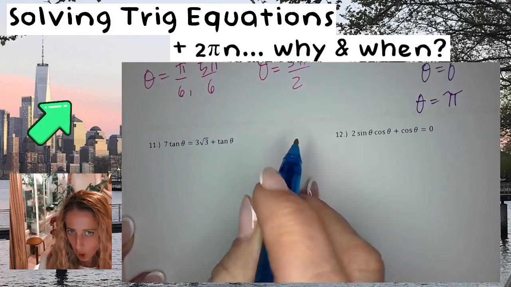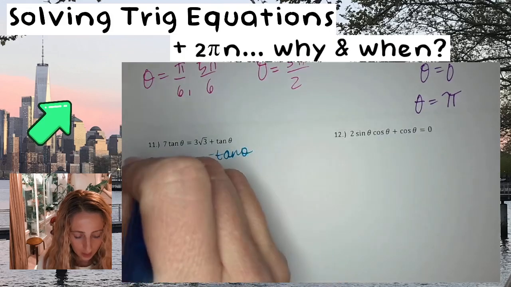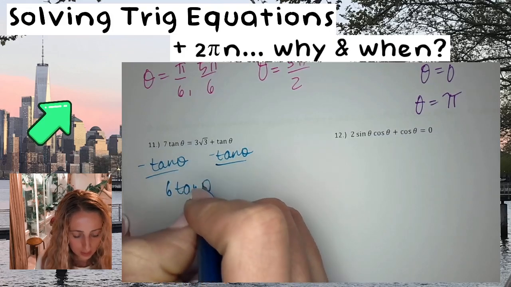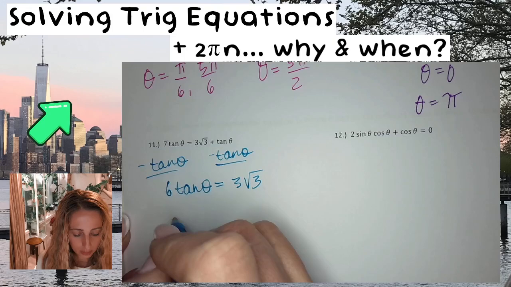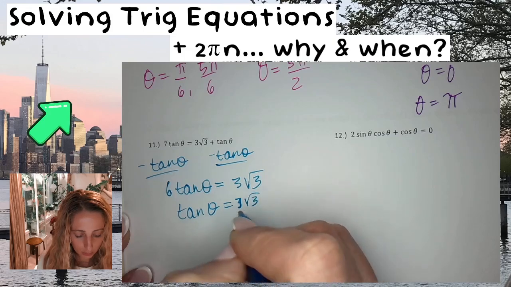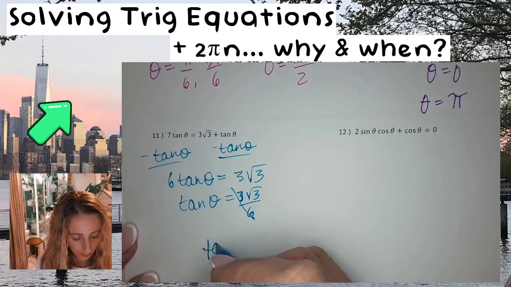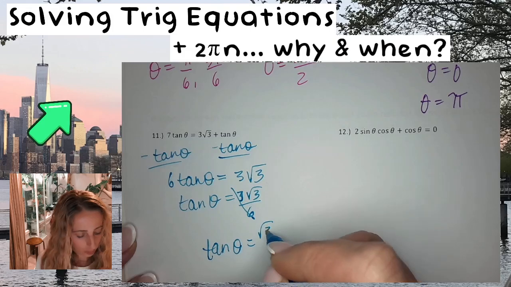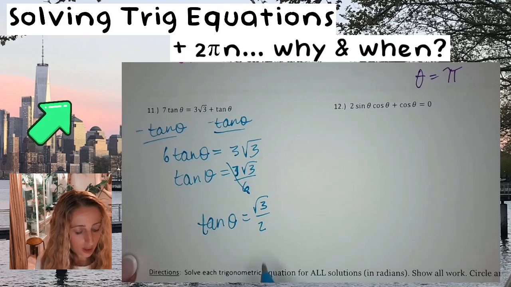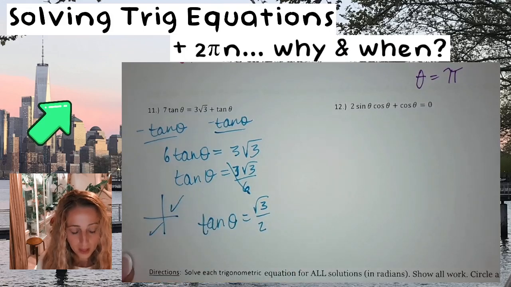I'm going to combine like terms. This is more like the very first example where we collect like terms. So I'm going to subtract tan theta on both sides. And that's going to give me 6 tan theta equals 3 root 3. Tan theta will equal 3 root 3 over 6, which, careful, they're setting you up. This is really tan theta equals not root 3 over 3, but root 3 over 2. And that is not on the unit circle. So where between 0 and 2 pi is tan positive? Here and here. We want answers in radians.